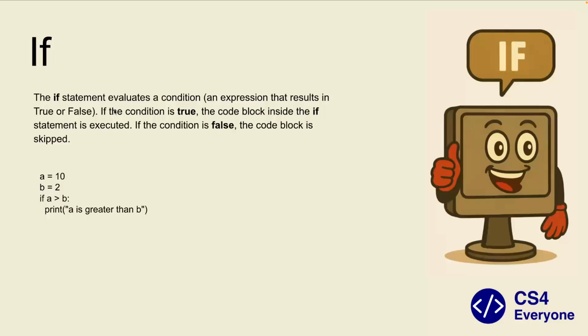In this example, a is a variable of type int with the value of 10. b is another variable of type int with the value of 2. If a is greater than b, it will print that a is greater than b. And in this case, 10 is greater than 2, so therefore, "a is greater than b" will be printed onto the terminal.